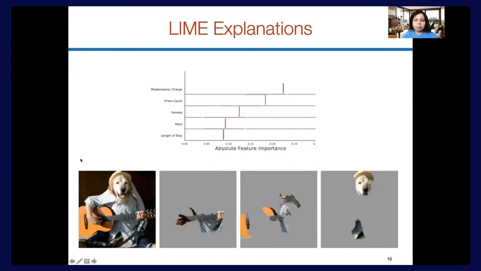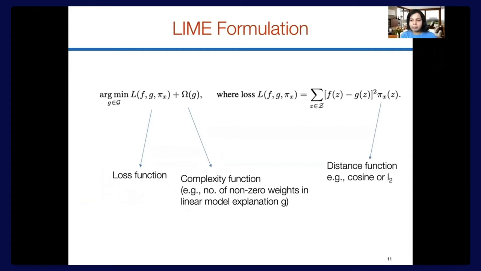Just to give a high-level idea about the formulation, because we'll be talking about this in the context of the new approach I'll discuss later on. The formulation is rather simple, something similar to a typical classification loss is what you see here. So there are 2 terms in the formulation of LIME. One is the loss function, and the other is the complexity function, right? The complexity function could be something like the number of non-zero weights in the linear model explanation, and you want to minimize that because the fewer the non-zero weights, the fewer the features it is using, and it's easier to understand, right? Sparsity is helpful for interpretability.